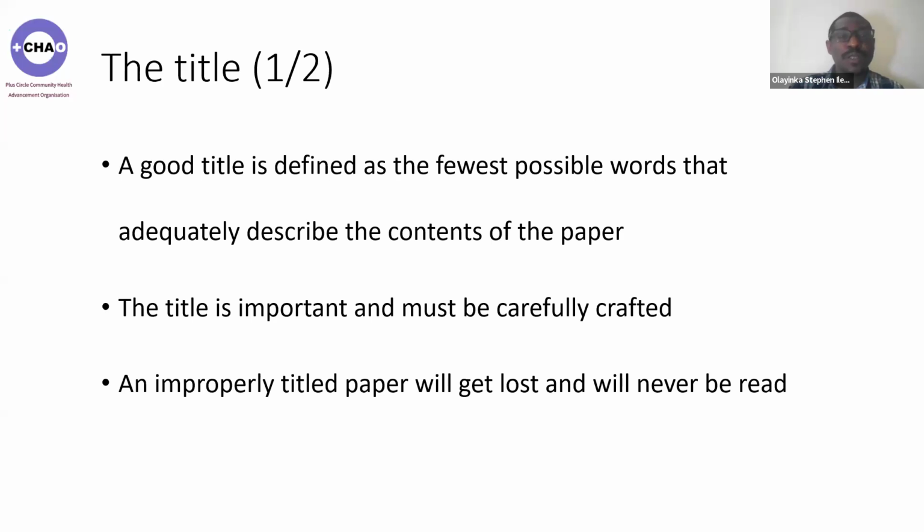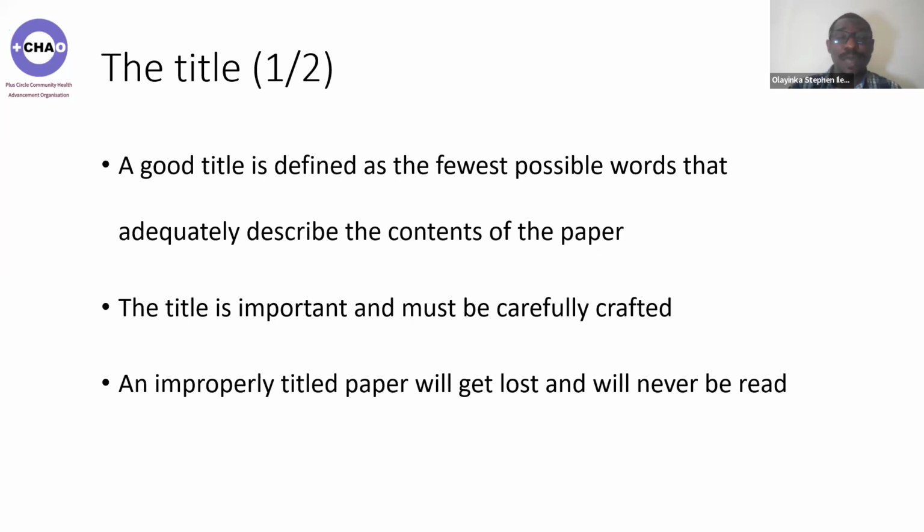Now, before we go to all this, starting from the introduction, it's good for us to talk briefly about the title of the abstract. A good title is defined as the fewest possible words that adequately describe the contents of the paper, whether it is a research abstract or whether it is from a program or a project that you have carried out or a group of activities. Ensure that you put the fewest possible words. And the title is also important, and it must be written clearly. It must be well crafted. If it is not written clearly, then your audience may not be able to capture exactly what you have done.